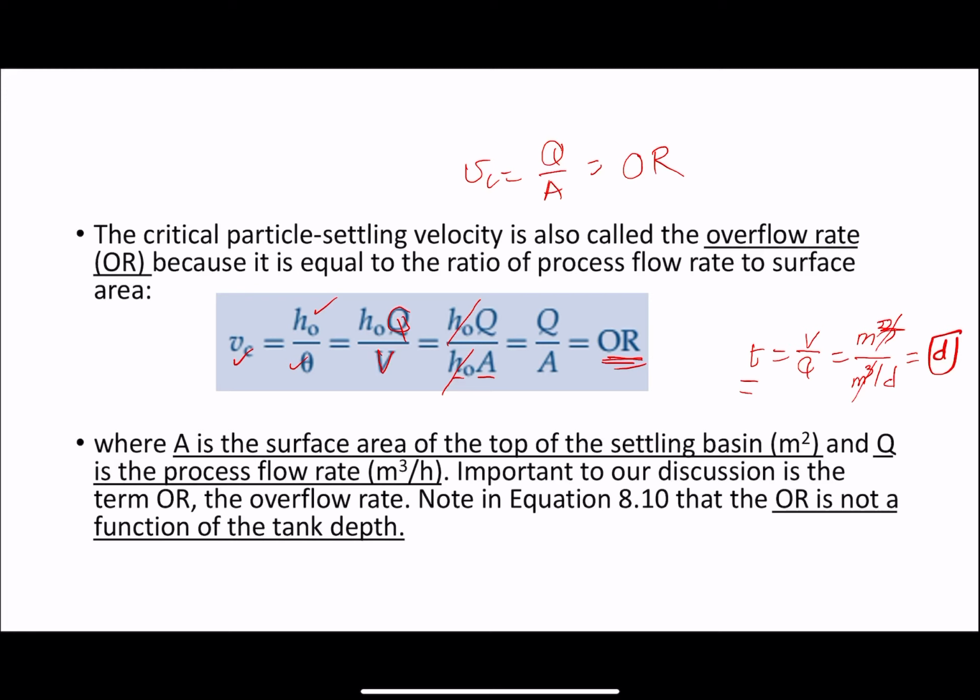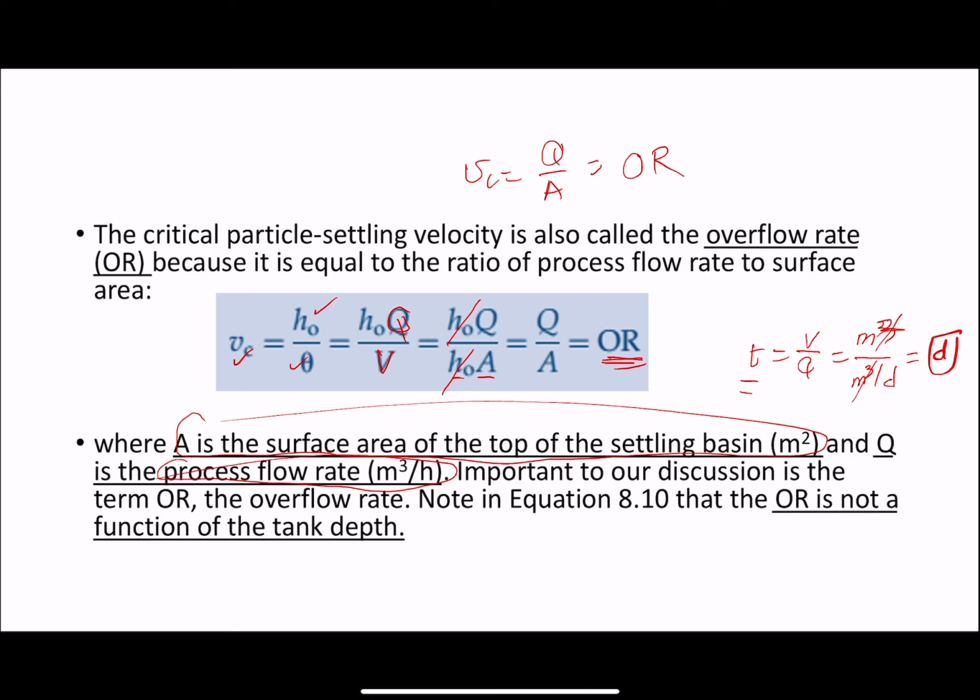Of course, area is the surface area of the top of the settling basin in meters squared. And Q, we know the Q is flow rate, meter cubed per hour. It is important to understand what is OR now. It is the overflow rate.